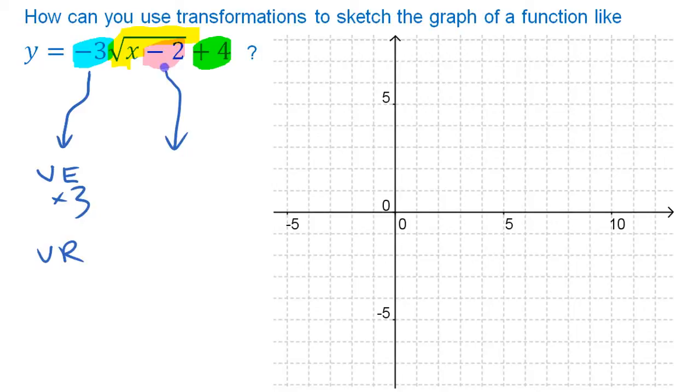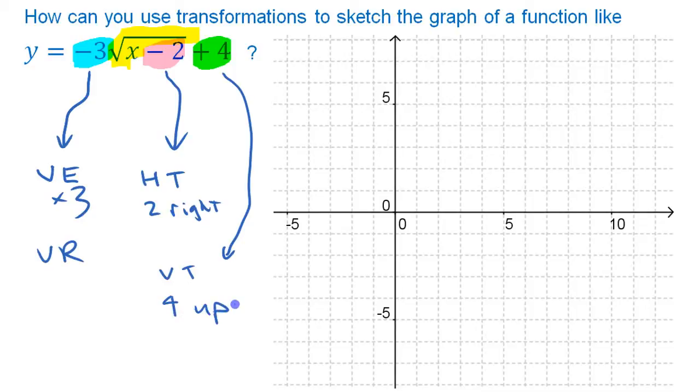The fact that it's x minus 2 inside the function rather than x is going to represent a horizontal translation of 2 to the right. And then this 4 added onto the end here, that's going to represent a vertical translation of 4 up. All right, so you can use those ideas to try and create the graph of this.